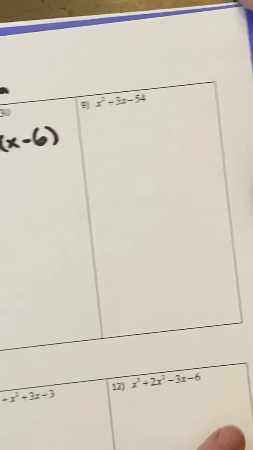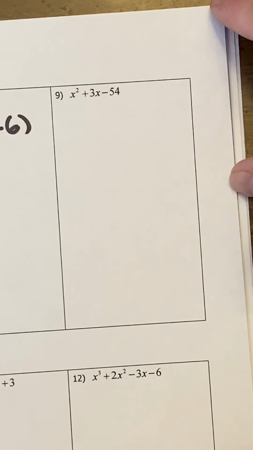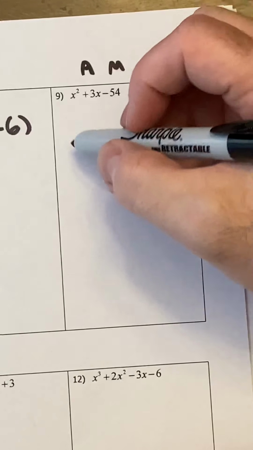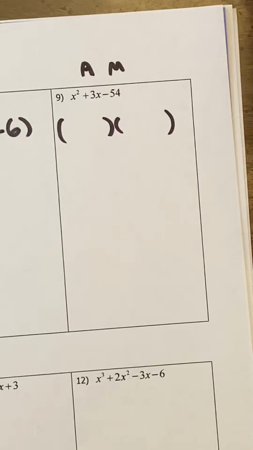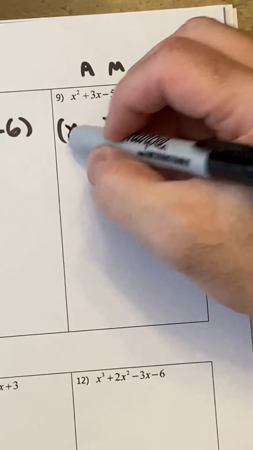So again, you can pause the video and try this one on your own just to make sure you're good with it. You need two numbers that multiply to negative 54 and add up to 3. So you have to think about the factors of 54. Let's see, 18, 36, 54 looks good. No, I don't think we're going to use 18 and 3. How about 9 and 6 make 54? So let's try 9 and 6.